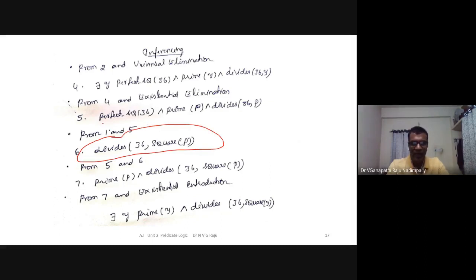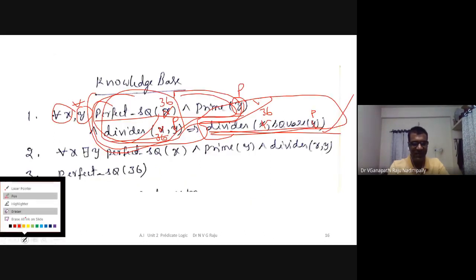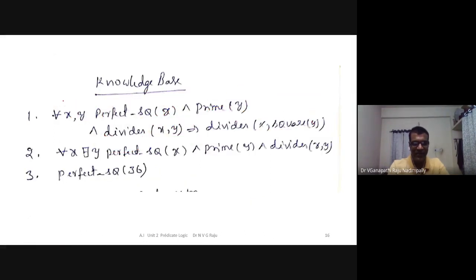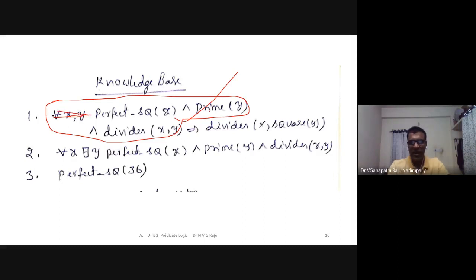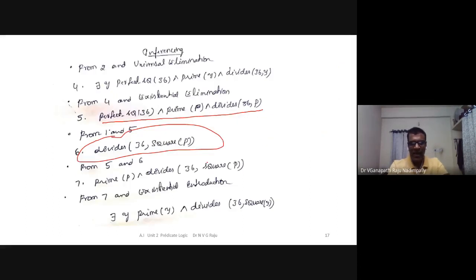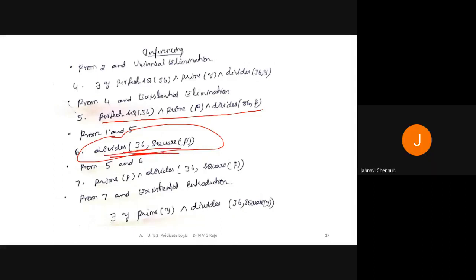Now, wherever prime of square 36 and prime of p divide of 36, let me erase it. Is it looking like this left side statement? Now, I'm replacing wherever I find this statement. These two are not there. Okay, where I can replace with divides of x comma square of y. Now, I got the same thing. Clear? Yes, sir.